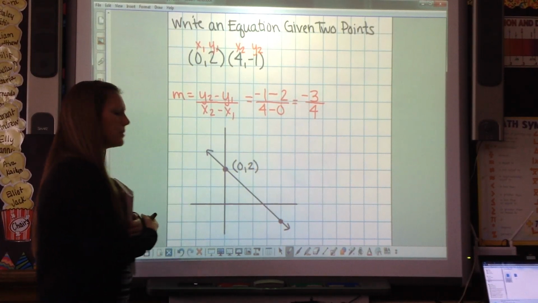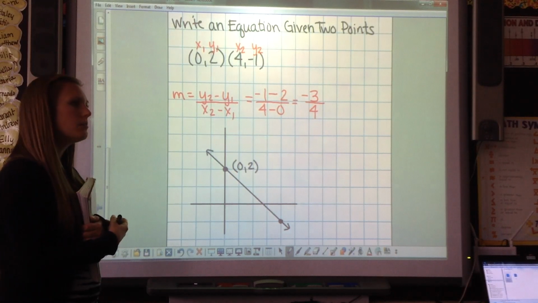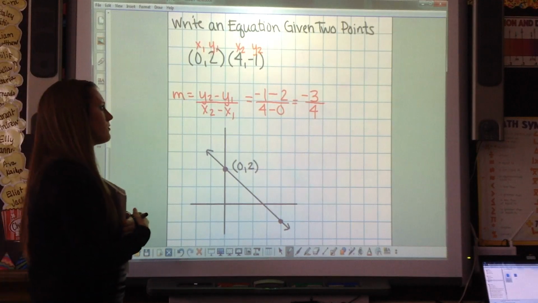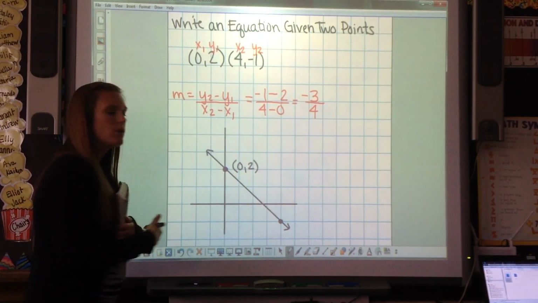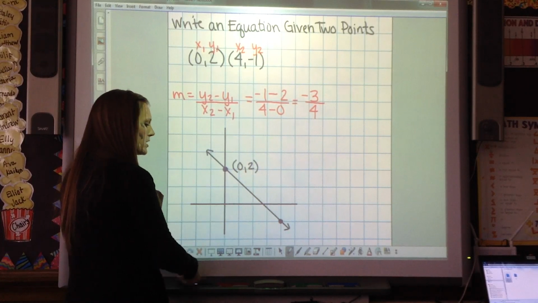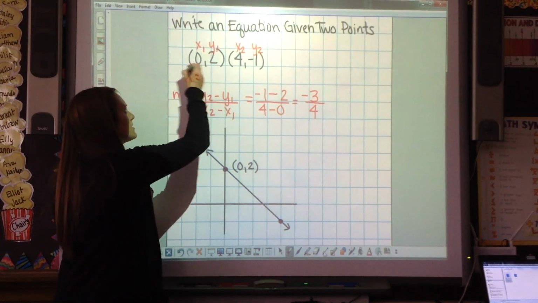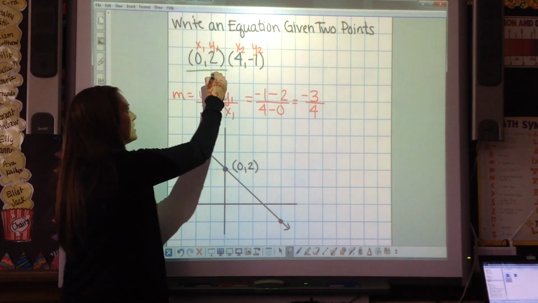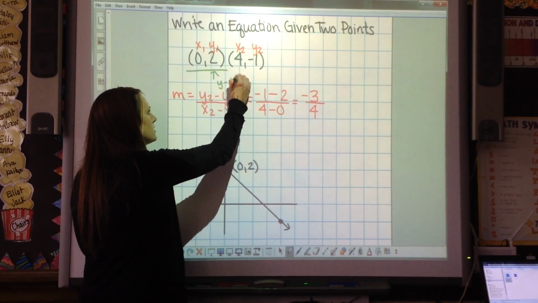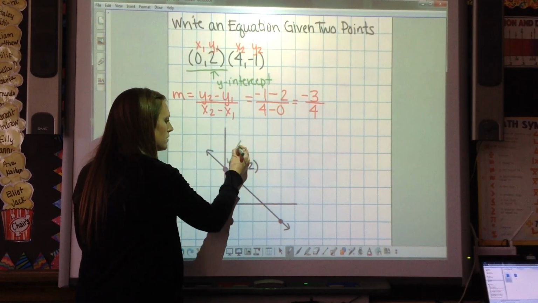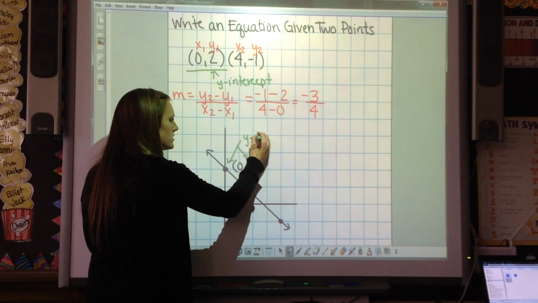Think of what your ordered pair is. Think about last chapter how we found the y-intercept. When we found the y-intercept of an equation, we put 0 in for x and solve for y. So anytime they give you an ordered pair that has a 0 for x and a number for y, that y is your y-intercept. That number is your y-intercept.